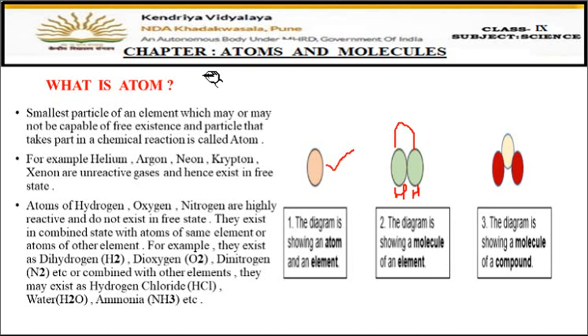When atoms combine together, they make molecules. Okay, and now because both the atoms are of the same element, we call it the molecule of an element. Fine. When both the atoms are of the same element, then we call it a molecule of an element.